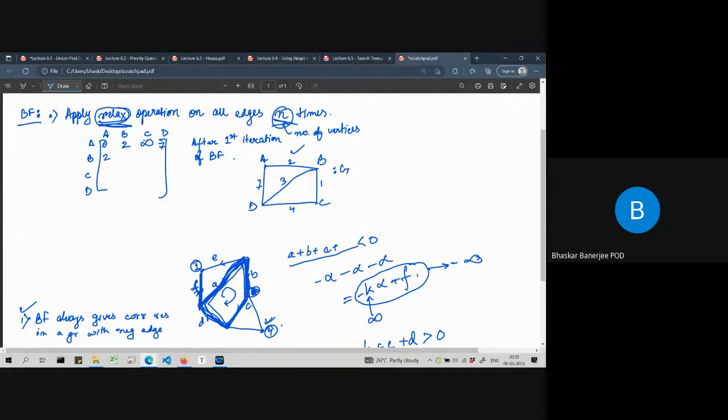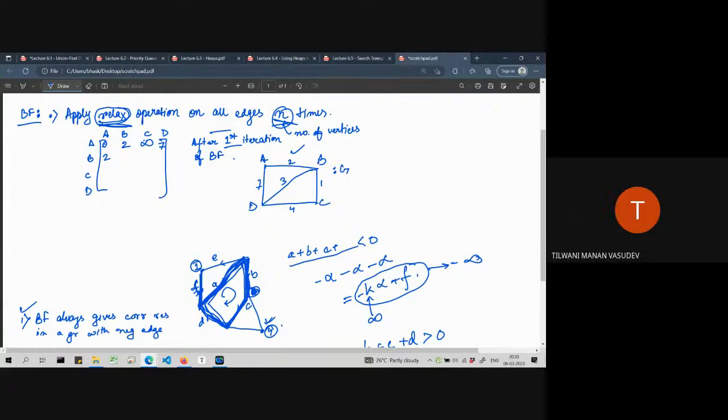But the main point is, after the first iteration of Bellman-Ford, only those edges that are directly connected would be considered. That is, there is only one edge between the pairs of vertices. So the first iteration of Bellman-Ford means one-length paths. Only one-length path vertices would be connected in the matrix.